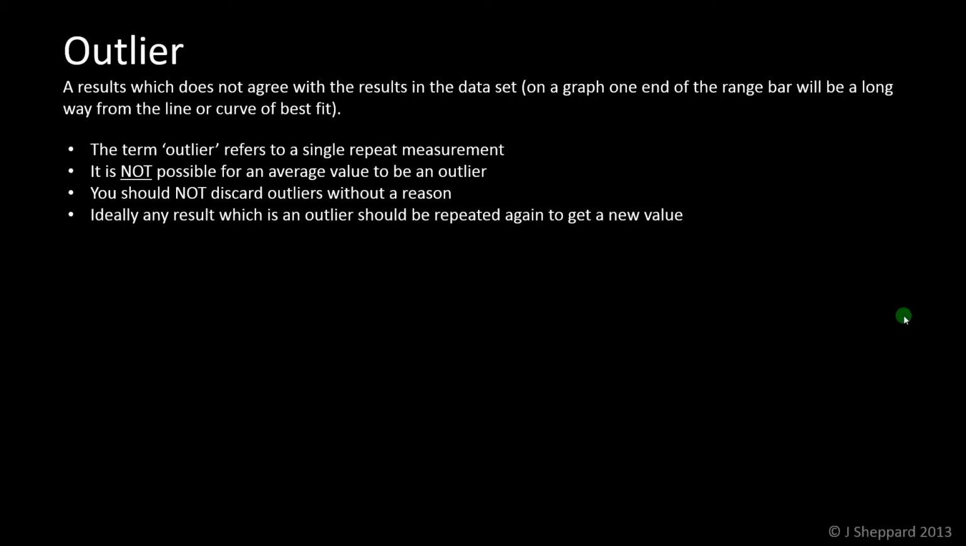Okay, and ideally any result which is an outlier, if you think it is, then you should repeat it again to get a new value. That way you at least have some justification for discarding it, but you should also try and come up with a reason why it went wrong in the first place.